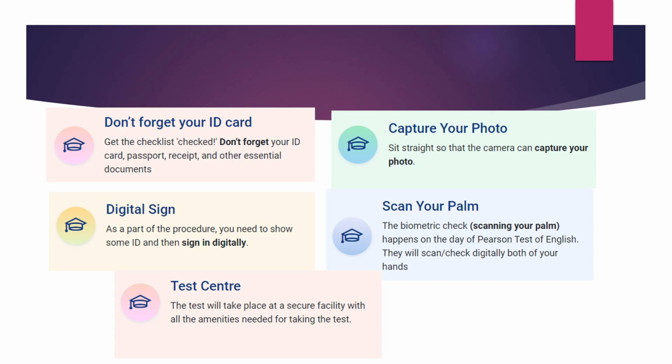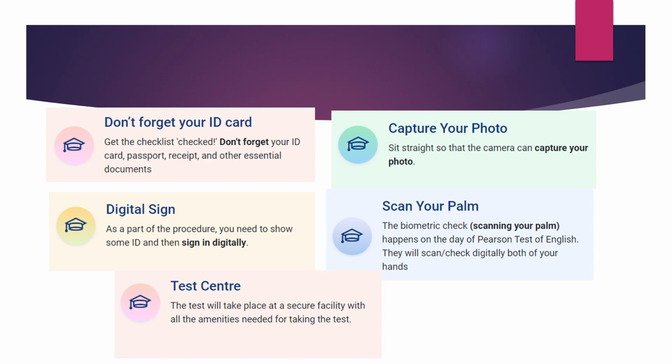Don't forget your ID card because you will be checked, and don't forget your passport, receipt and other essential documents needed on your test day. A digital sign-in is part of the procedure. You need to show some ID and then sign in digitally. Your photo is captured, so look straight at the camera, and your palm is scanned. The biometric check, scanning your palm, happens on the Pearson Test of English test day, and they will digitally scan both of your hands.